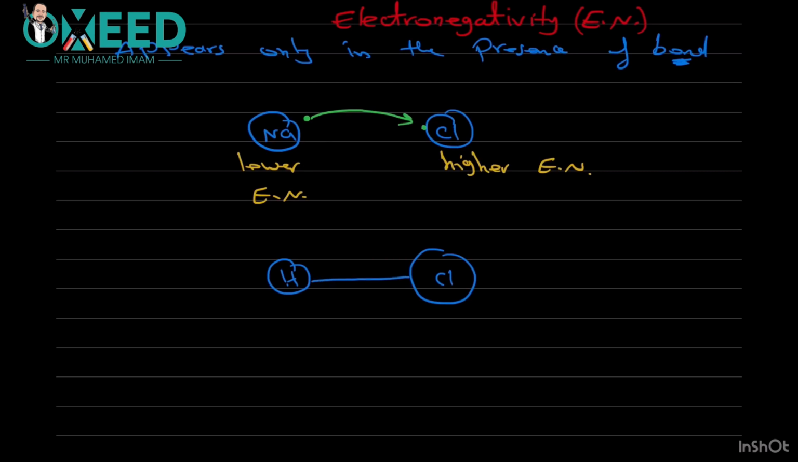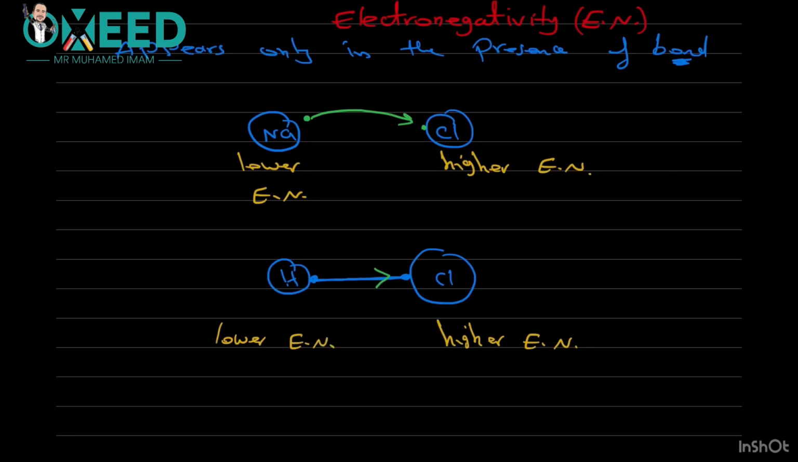Also, like in HCl, there is an H here, and Cl here. There is a covalent bond between both of them. The two electrons revolve around chlorine, then around hydrogen. We will find that they spend much time in the vicinity of chlorine. So chlorine here will be higher in electronegativity, and hydrogen will be lower in electronegativity.